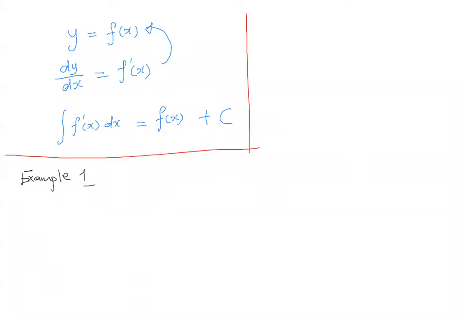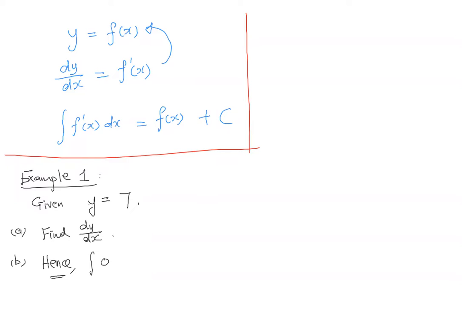Example 1. Every time the question will give you a function. They say given y equal to 7. Part A, they ask you to find dy over dx. Then part B, hence. You see, you have the word hence. I'm going to teach you how to use the word hence. Hence, integrate 0 dx.